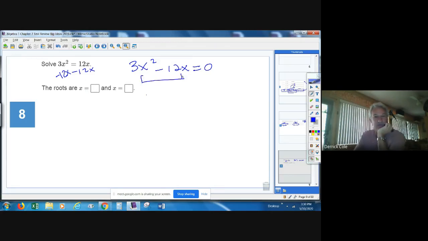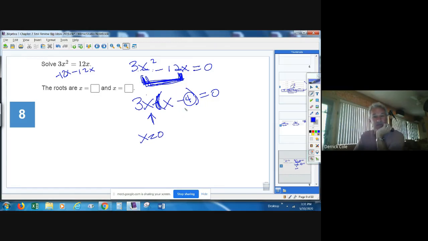So now I have to factor. What's common between 3 and 12? 3. It's common between x squared and x. X. And I get x minus 4 equals 0. So I get x equals 0. Whenever I get a variable slammed up next to a parentheses, it's 0. If I have nothing but variables, no whole numbers like this, I know 0 is going to be an answer in the original before I factor, pre-factored.